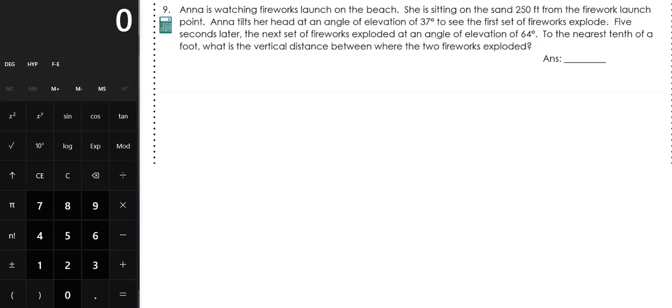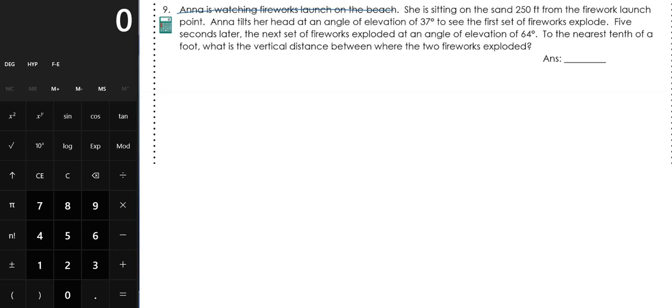Okay. Anna is watching fireworks launch on the beach. While that's great information, thank you so much, we do not need it. So with our annotation skills, we're going to cross this off because that's not very important for us.